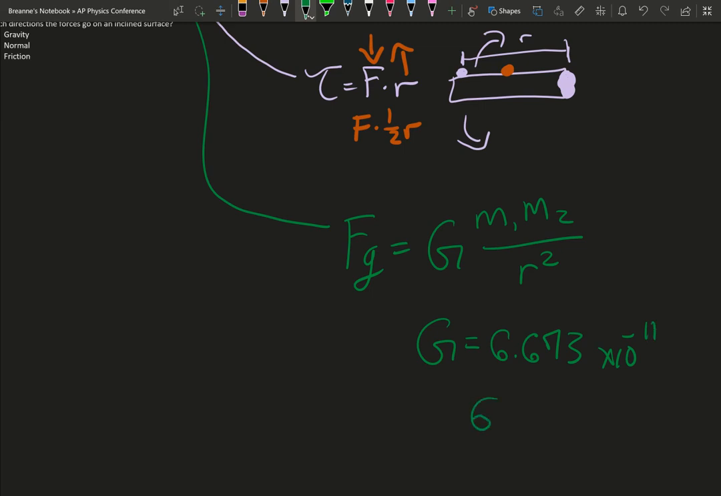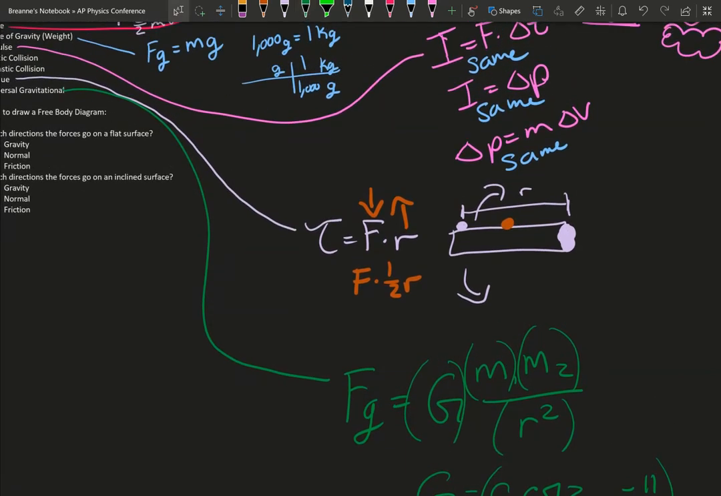If you have a graphing calculator, you can plug it in with your big E. It would just be negative 11. You can do it like that. Also, if you're going to use the caret, make sure you put parentheses around that. And basically, you would just do mass 1, mass 2 divided by your r squared. Plug it in. The best thing is to put parentheses around everything so you don't mess up your calculations. So again, going back to torque, just force times radius.